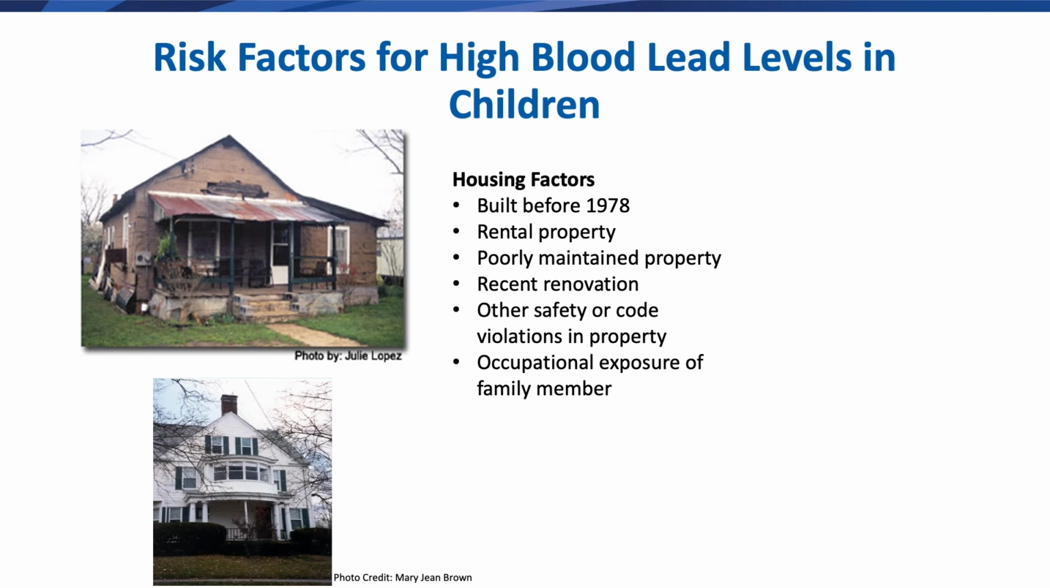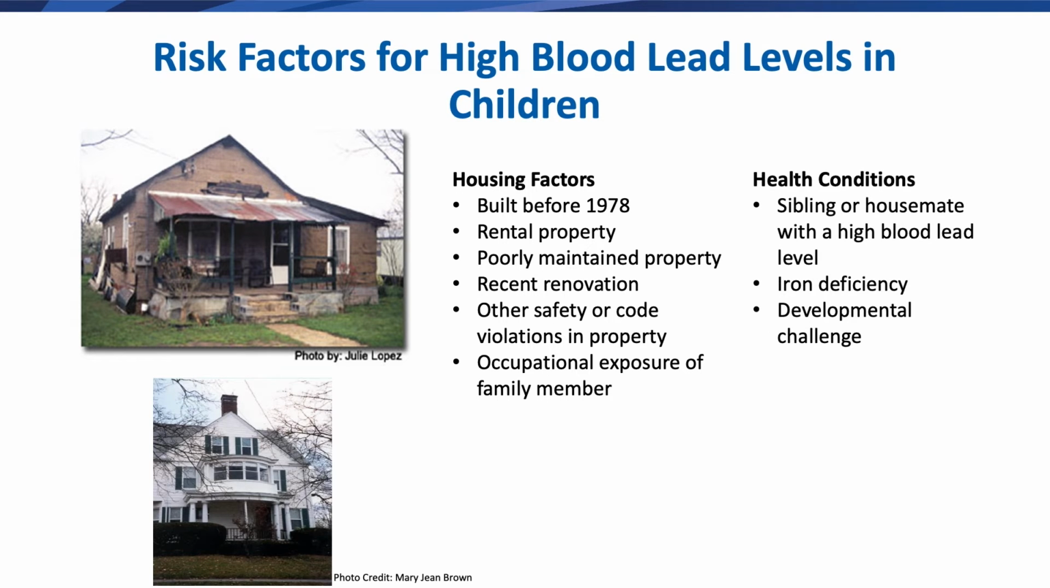Risk factors for housing include houses built before 1978. Rental properties are more likely to have lead hazards. Poorly maintained properties and recent renovation of older housing are risk factors. The presence of other safety or code violations or an occupational exposure of a family member are also signs of potential lead risks. The health conditions include a sibling or a housemate identified with a high blood lead level.